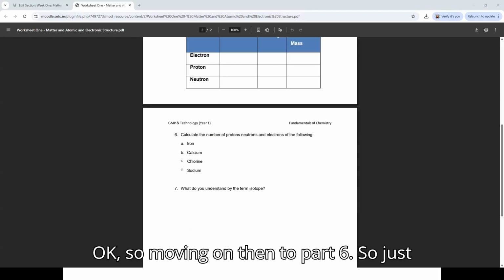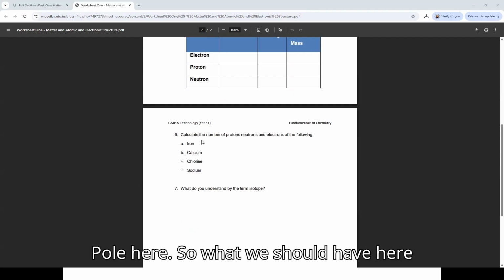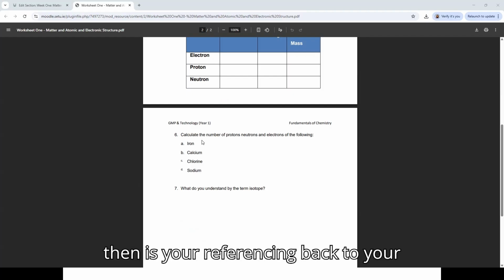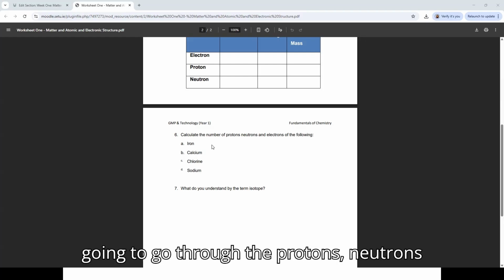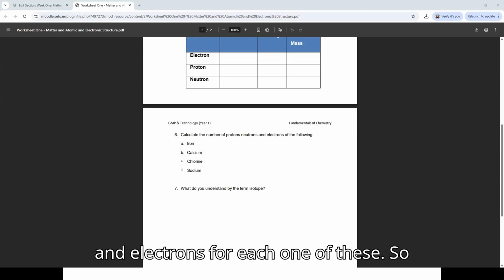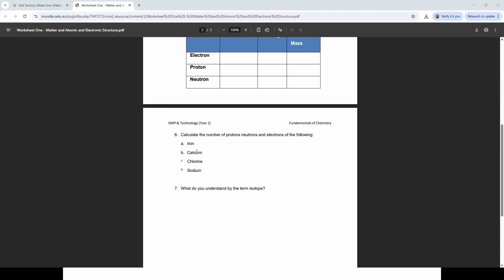Okay, so moving on to part 6. I threw up a poll here. What we should have here is you referencing back to your periodic table of elements. We're going to go through the protons, neutrons, and electrons for each one of these. So does anyone want to call out what they got for iron? Any takers?